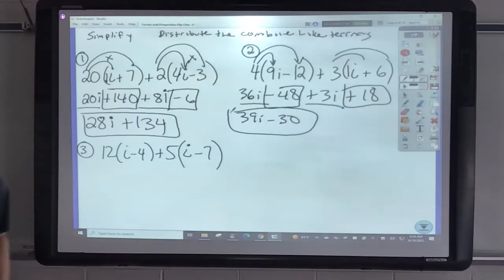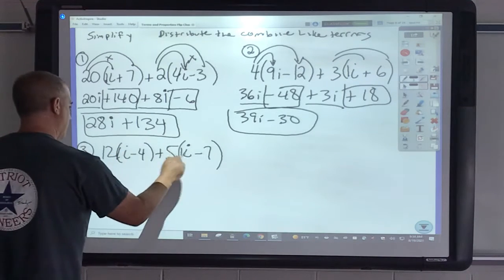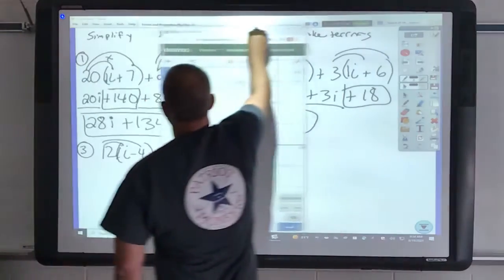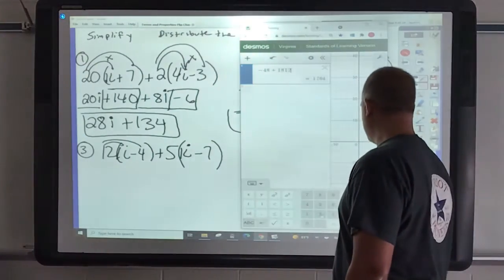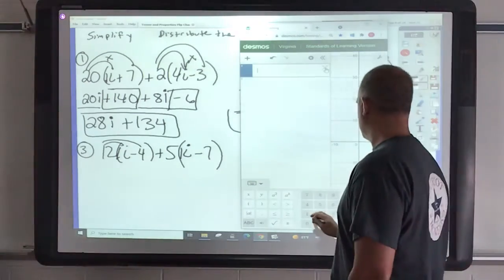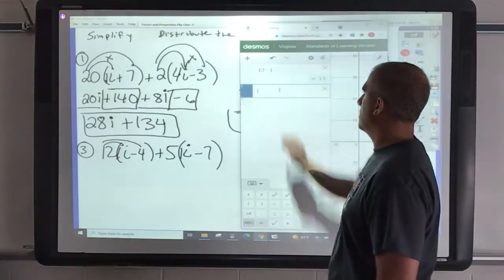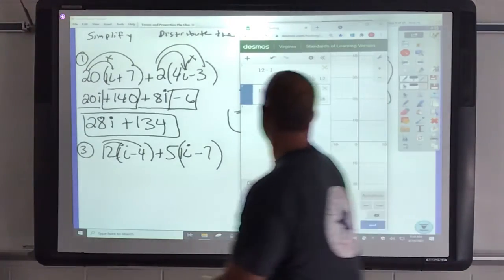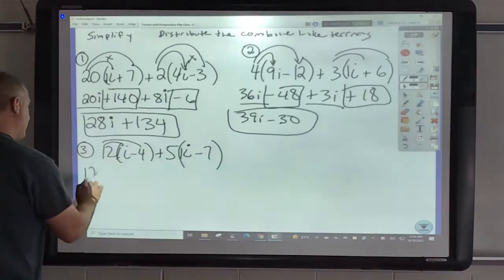Okay, let's do one more together, and then you're going to practice. I'll put a 1 in here, put a 1 in here. 12 times 1. 12 times negative 4. So I got 12i minus 48.